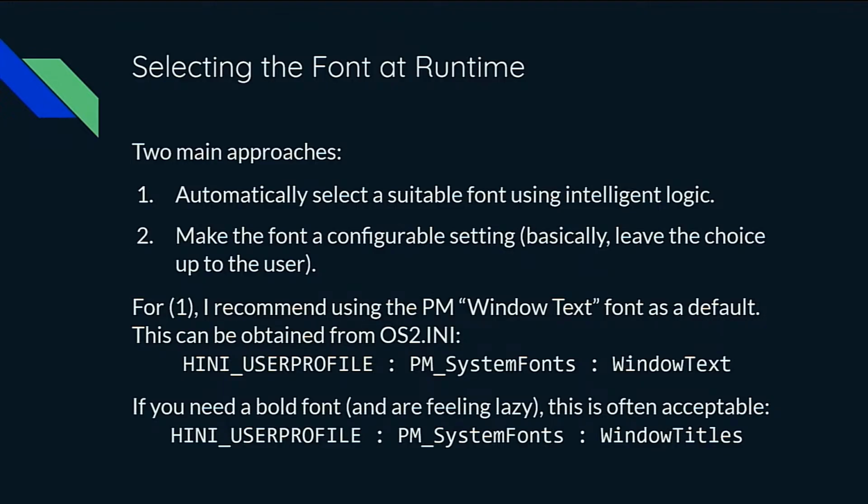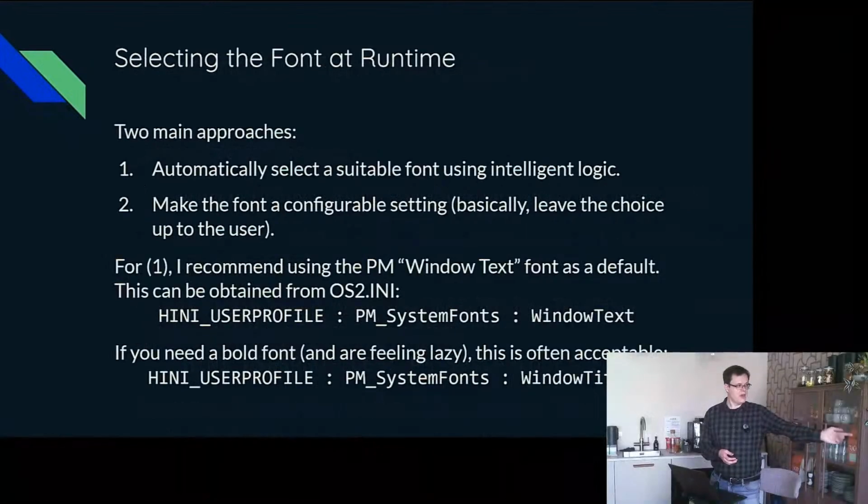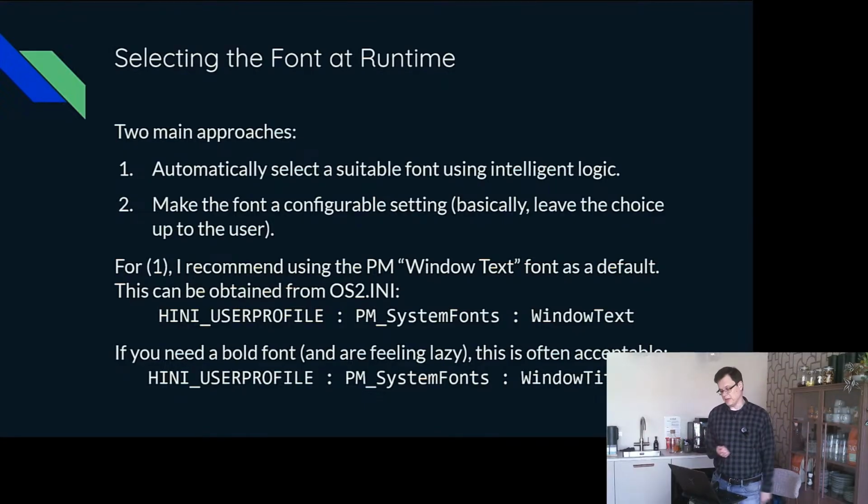If you need a bold font, often you can just use the default title bar font because it's usually bold. Now that isn't always the case. Some people might configure their systems to use something else, but generally speaking, the title bar font will stand out a bit, whatever it is, hopefully. So you can get the window title bar font by also getting it from os2.ini, and it's called WindowTitles. Or you could use the menu font, for example. So this is a convenient shortcut, which works pretty well in most cases.